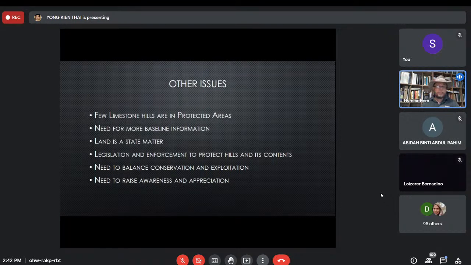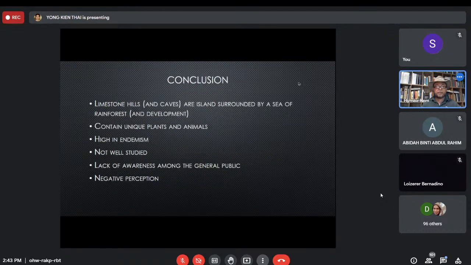Land is a state matter, so that complicates things because there are about 13 states in the federation, and everybody's got their own thing. So how do you try to get everybody to go the same path? Legislation enforcement to protect hills and its contents is nearly non-existent. So it's something that we have to look at. There's a need to balance conservation and exploitation because obviously we all still do need cement. So we have to try to balance this somehow. We need to raise awareness and appreciation. Next one, please. And conclusion.